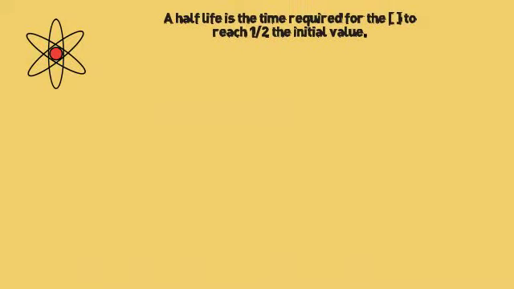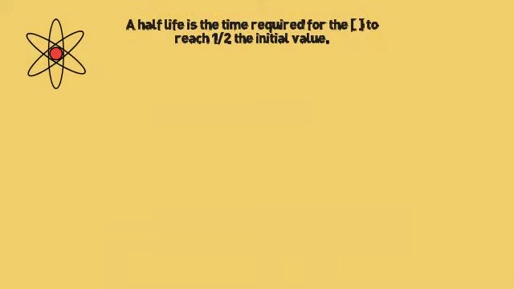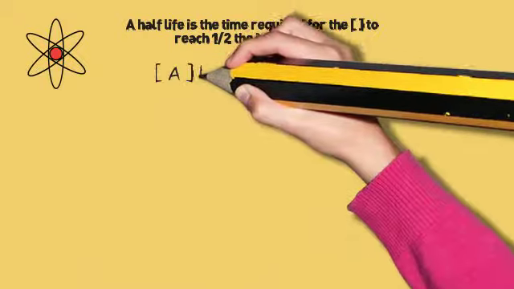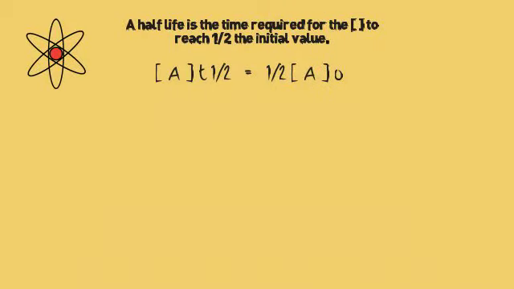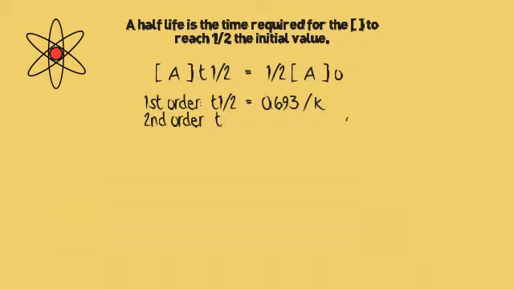So let's take a look at something called half-lives. A half-life is the time required for the concentration to reach half the initial value. You've learned a little about half-lives before. So half the initial value at any particular time is half the value of what it was at the start. There it is mathematically expressed. For first order, the equation is 0.693 divided by k. And second order, it's 1 over k times the concentration of A at the start.